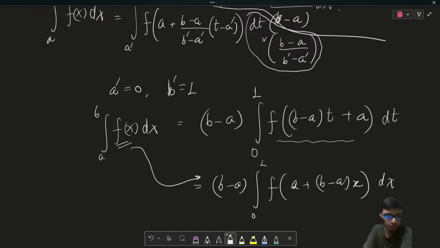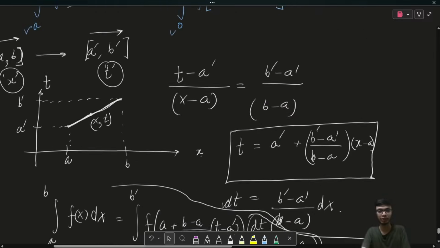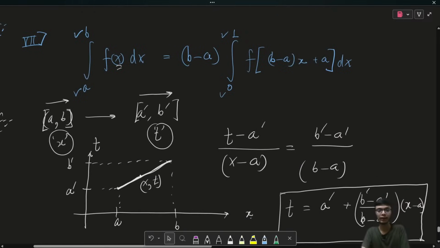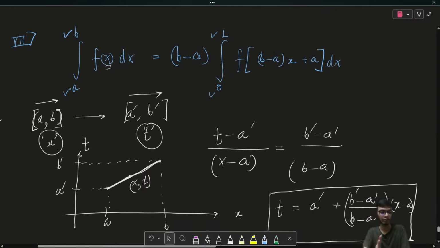So I hope this idea is clear to all of you. Please let me know in the live chat, is this clear or not? Is this theorem clear to all of you? Is this property clear? I'm going through the live chat. Please let me know, is this property clear or not? Okay, so I gave you the proof of this property, and you can use this property as and when the need arises.